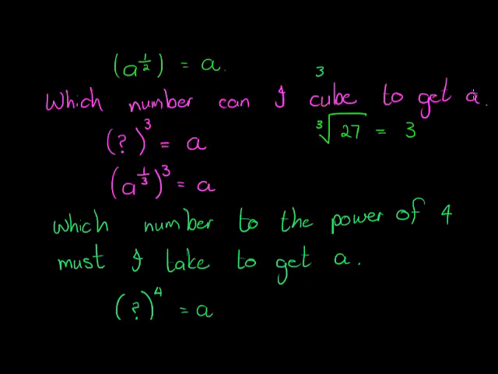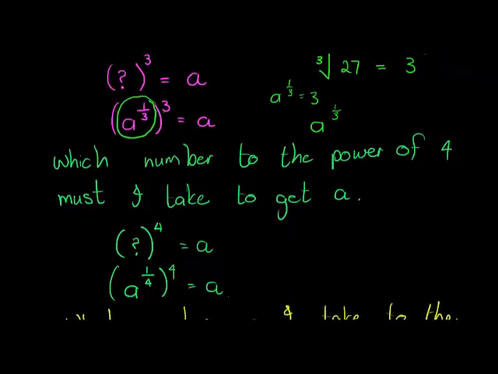Again, the A is 27, and the answer that I get, that I have to cube, is 3. So A to the power of 1 over 3 is asking the question, what number can I cube to get A?